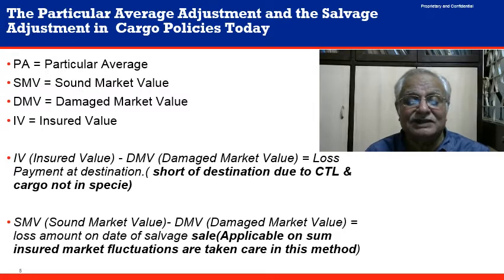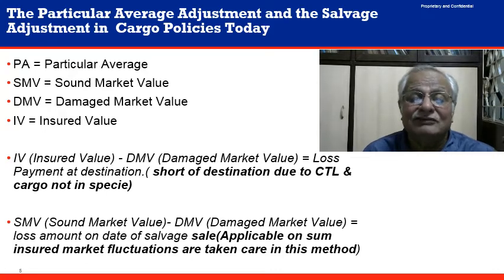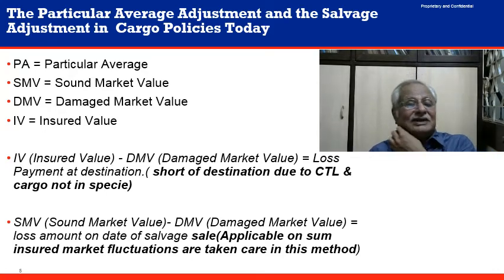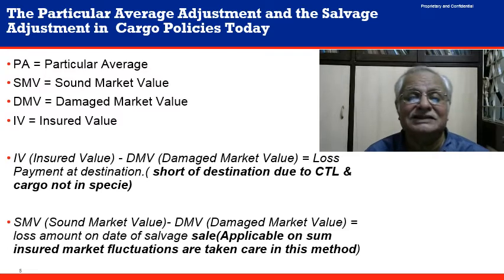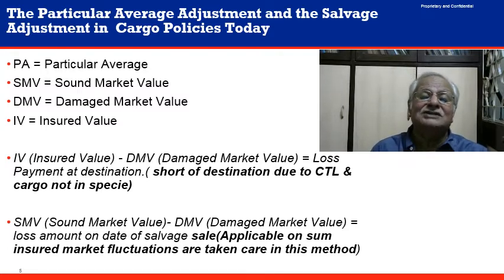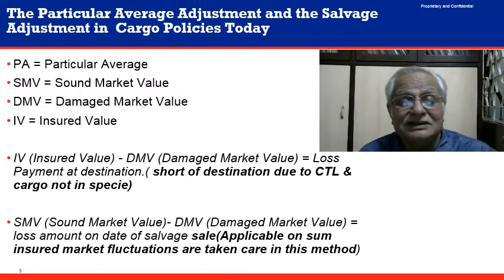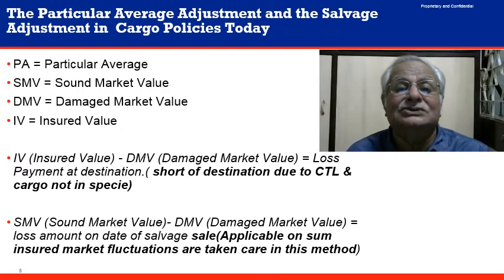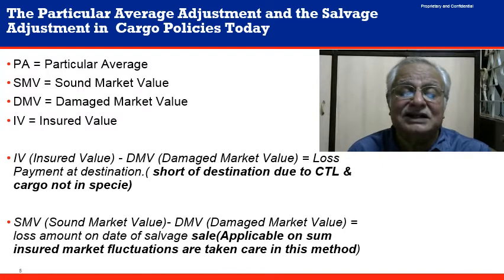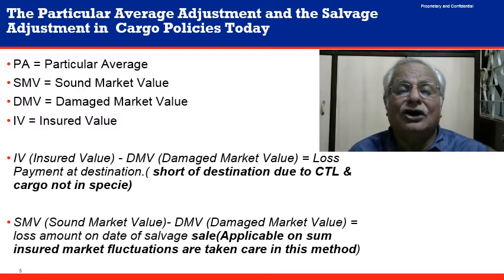In short, for destination loss, it is the sum insured minus how much you are getting as the damaged market value. Whereas once the consignment reaches the final destination, the method of assessment is to find out the sound market value minus the damaged market value, that is, the sound market value in terms of percentage. That percentage is applicable on the sum insured. So this is the method.